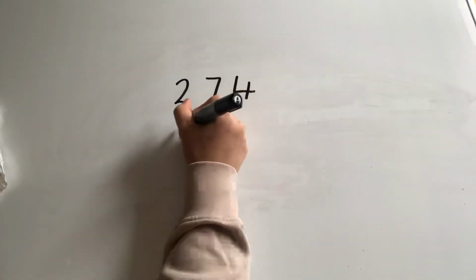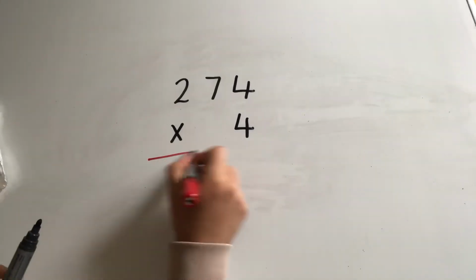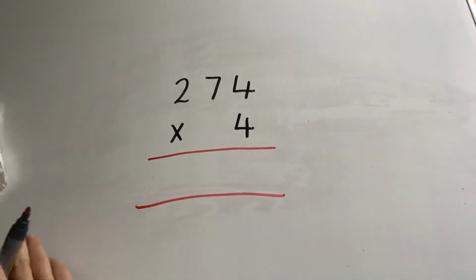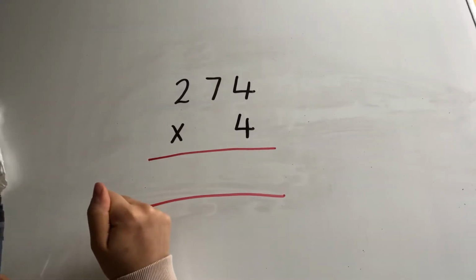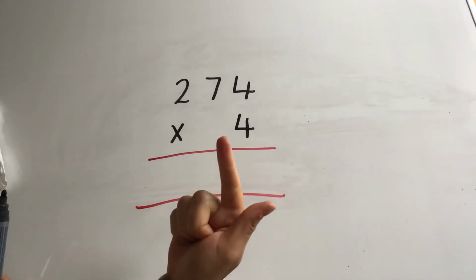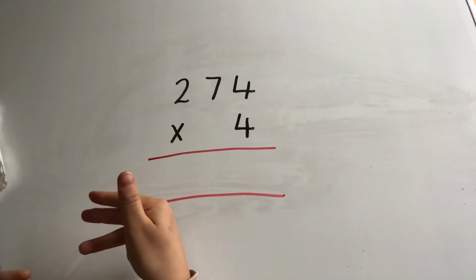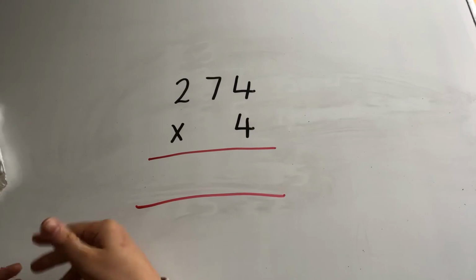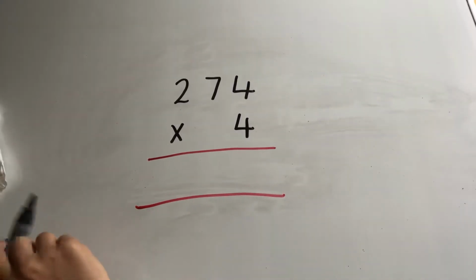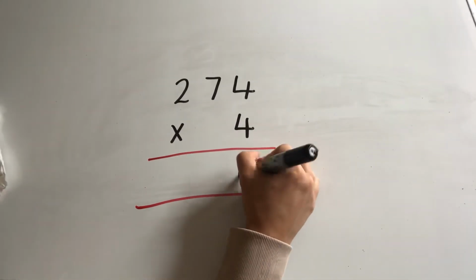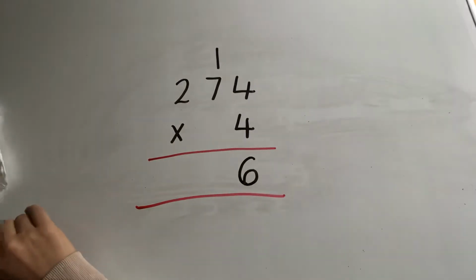274 multiplied by 4. Start with multiplying by our ones number. So 4 groups of 4. So I'm going to use my skip counting knowledge. 4, 8, 12, 16. As we start to learn our multiplication facts more, we're going to get quicker at this and we won't have to use skip counting. We're just going to know them automatically. So 16 is the same as saying 6 ones. So we put our 6 ones down and we carry our 1 10.